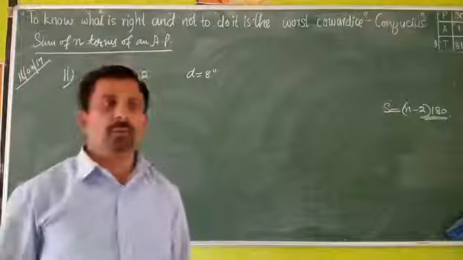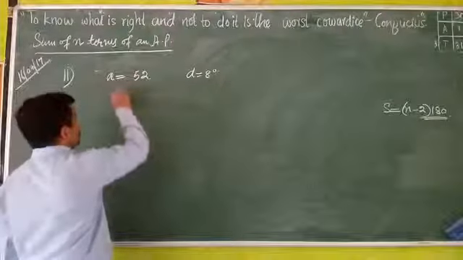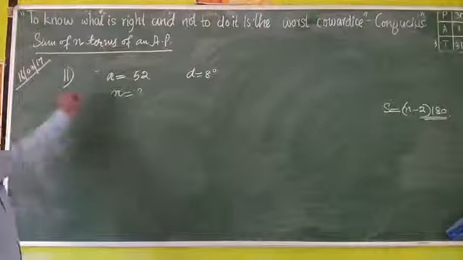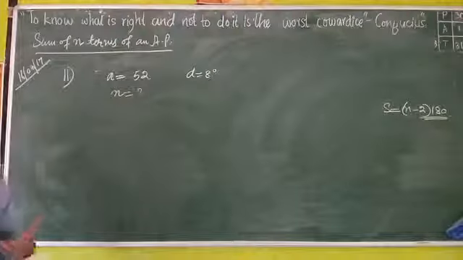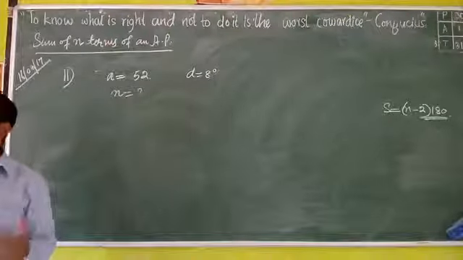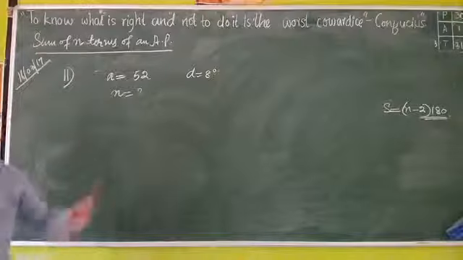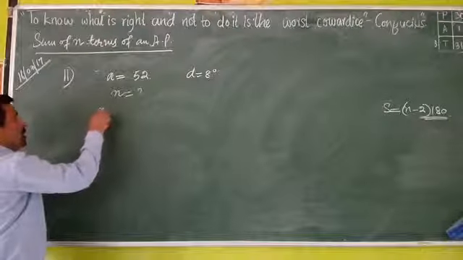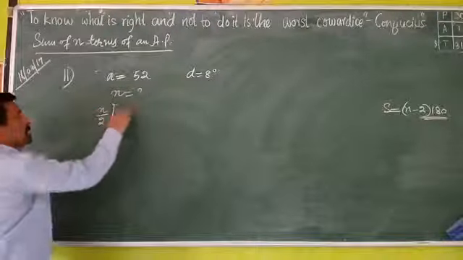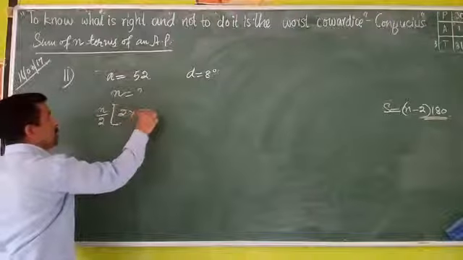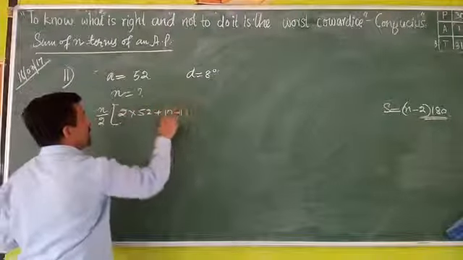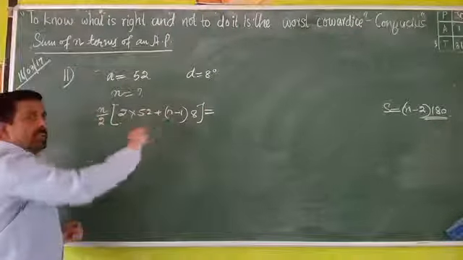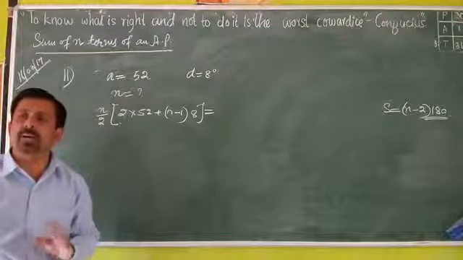Is it okay? So we are going to find the number of sides of the polygon. That means we are going to calculate the value of n. So using the sum of n terms formula, we are going to calculate the sum of all the interior angles of that polygon using the AP formula. So this formula is n over 2 into [2a, that is 2 into 52 plus (n minus 1) into d, 8], is equal to what? Sum of interior angles. This is giving you the sum of interior angles.